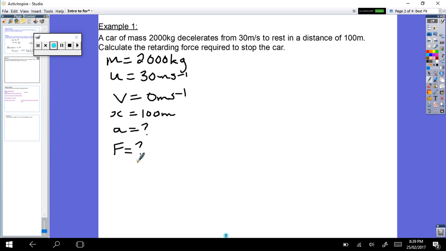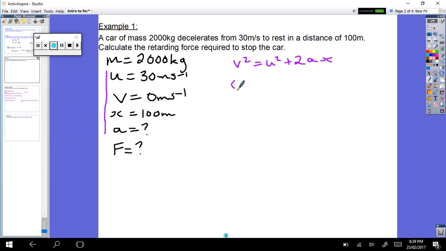The next step is to look through your equations of motion and find an equation that uses the information that you've been given. So the things that we've been given for this are those 4. So the formula we can use is v squared equals u squared plus 2ax.